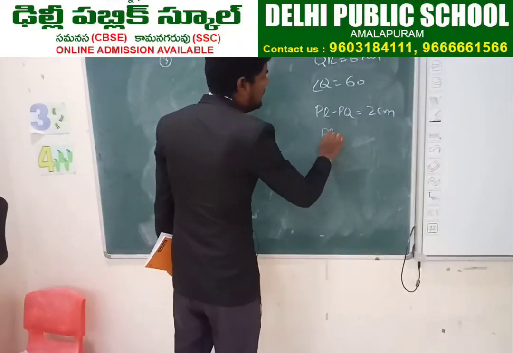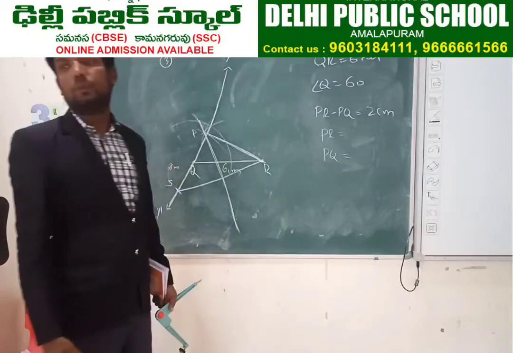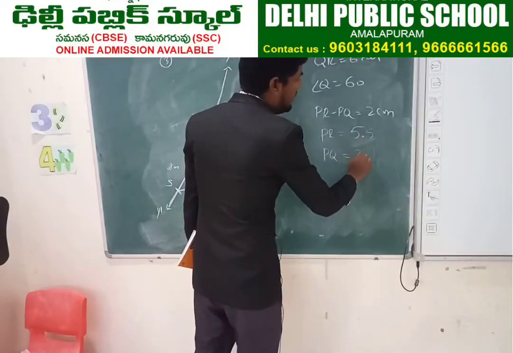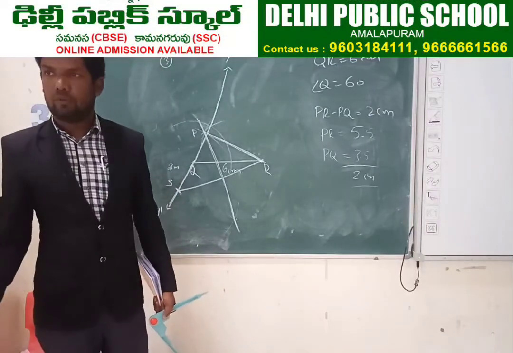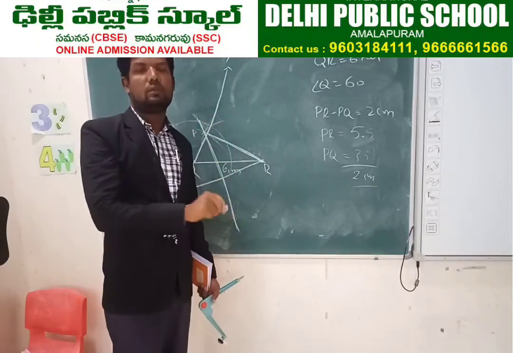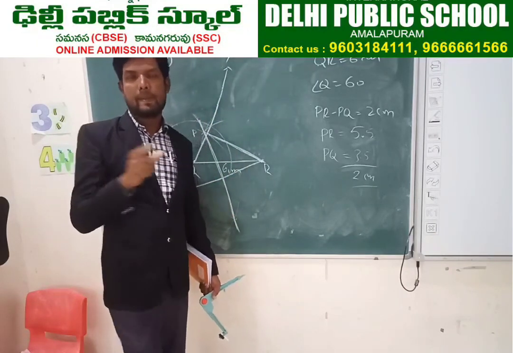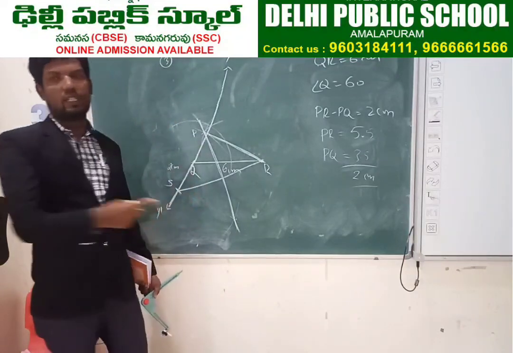Now PR minus PQ. Just measure this one and tell, PR is how much? 5.5 minus 3.5 also 2. You can write the steps there. Yeah. Clear? Wait. Clear here? PR. Okay. Like this we have to construct this.